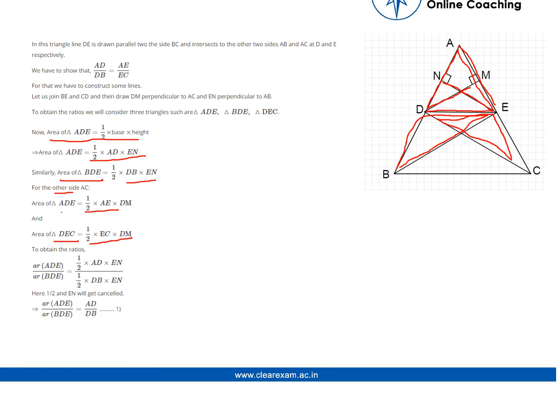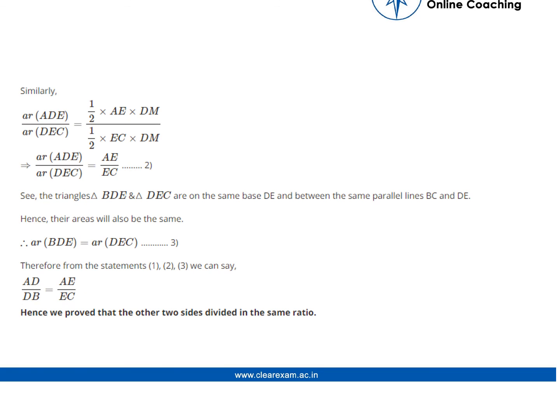To obtain the ratio, we are taking area of ADE divided by area of BDE, which is half into AD into EN over half into DB into EN. So half and EN will cancel out, leaving AD upon DB. This is the one equation. We take area of ADE and DEC, and here also 1/2 and 1/2 will cancel, DM also will cancel.